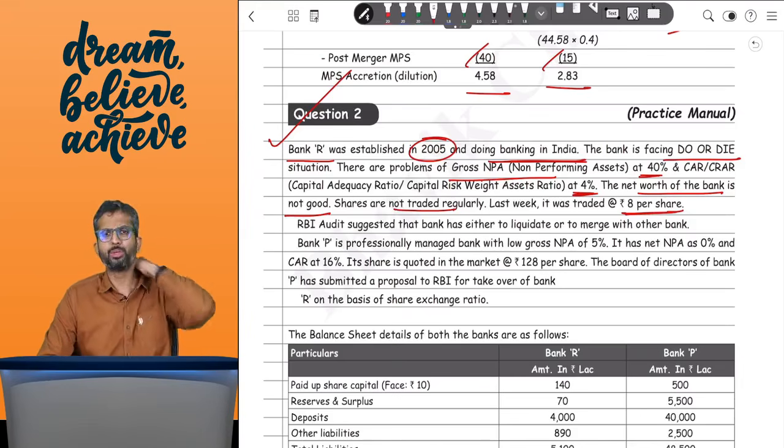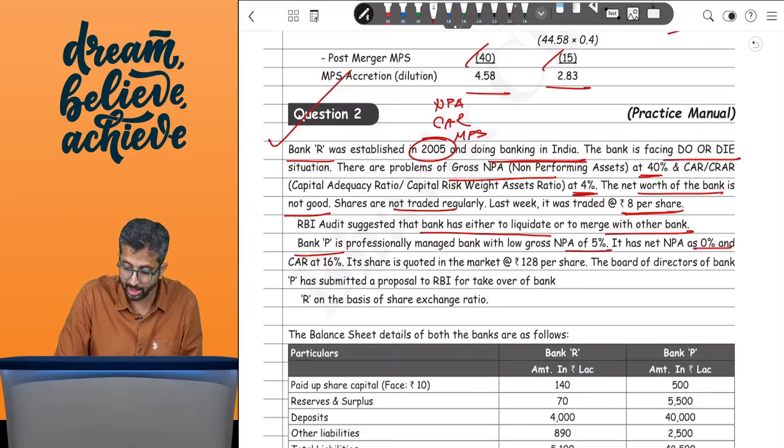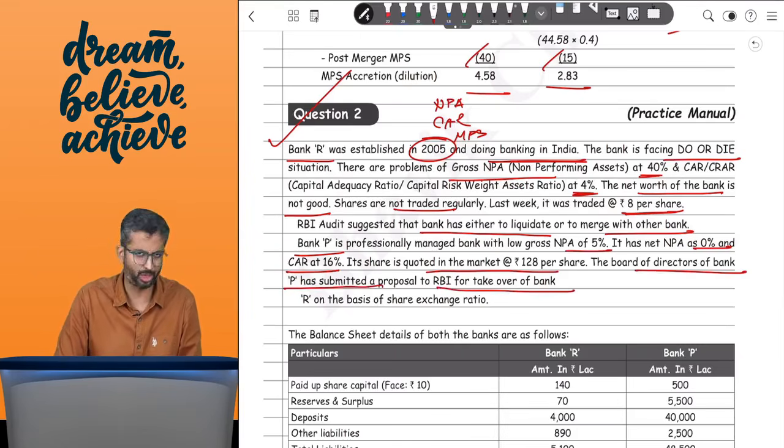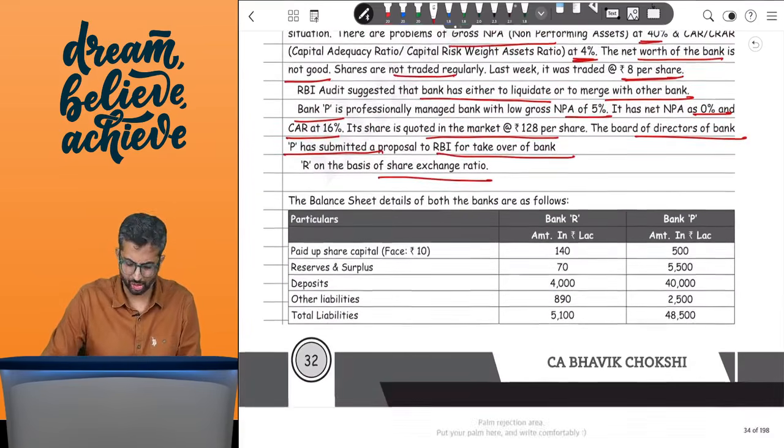So you have been given data regarding NPAs, capital adequacy ratio, as well as the market price per share. RBI suggested that the bank has to either liquidate or merge with another bank. P is a professionally managed bank with a low gross NPA of 5% and capital adequacy ratio of 16. Its share is quoted in the market at 128, and the board of directors submitted a proposal to RBI for takeover on the basis of the share exchange ratio.